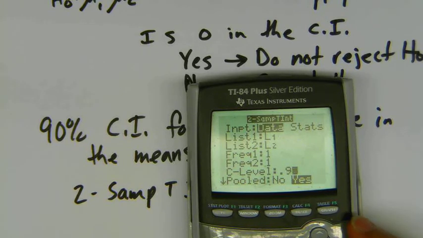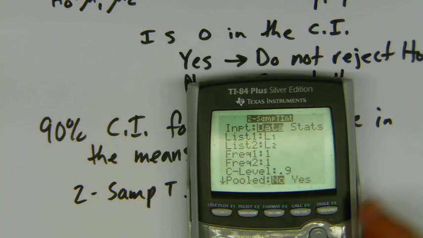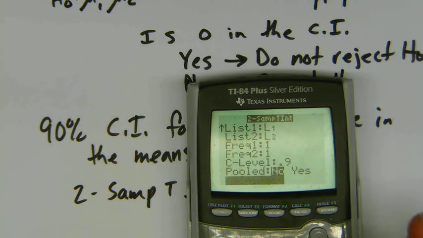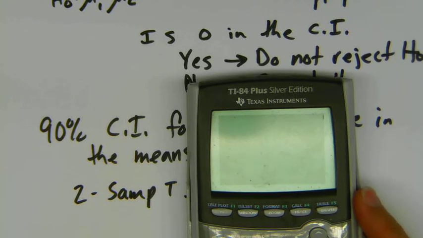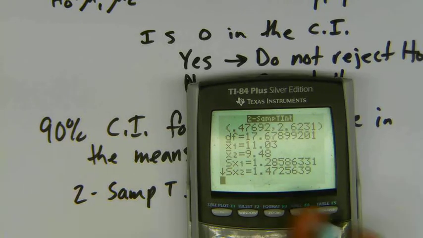We want to match our confidence level, because they say 10% for alpha. We'll use 90% confidence level. Again, please use the no. Alex may ask for yes when you're going through. Do calculate, and it gives you your answer.